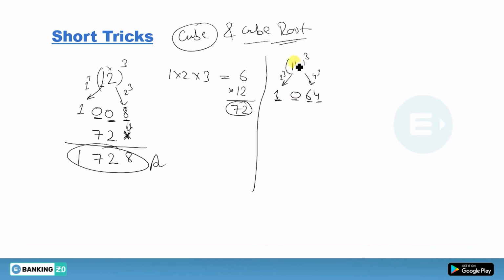Now multiply this 1 into 4 and this 3. So what will you get? You will get 12. If you get 12, multiply this 12 by this 14. So what are you going to get? 12 into 12, 144, plus 24. So you're going to get 168 actually.